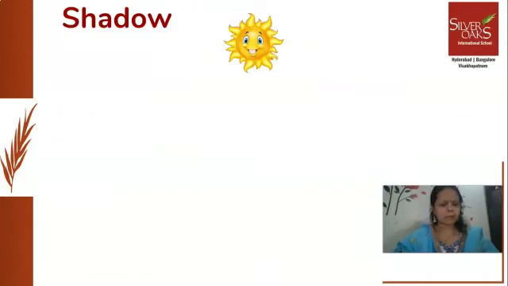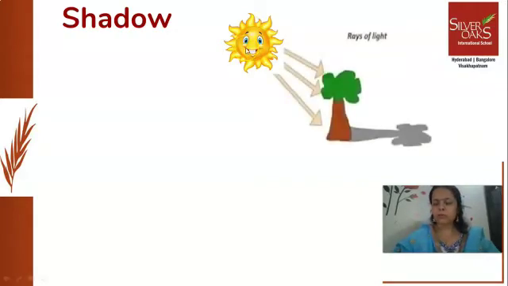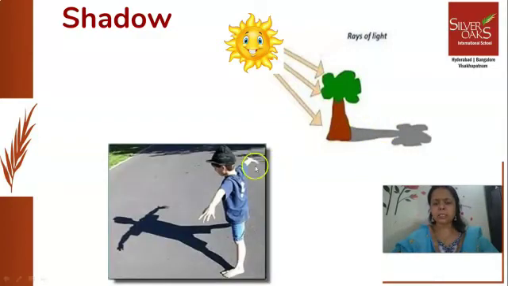How does a shadow form? Look here, sun. Okay. When sun rays fall on some object, then the shadow forms. When you stand in sunlight, at that time shadow forms. When light cannot pass through the object, at that time shadow forms. Okay, so you can try doing this. Go outside, stand in sunlight and check whether shadow is forming or not.